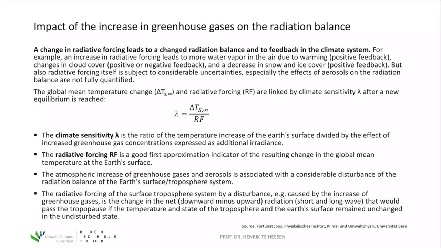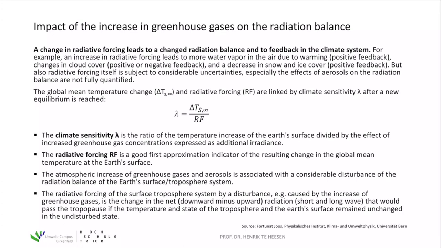As we've seen, we have these positive and negative rebound effects, which help us to understand the change of the concentration of greenhouse gases in the atmosphere. Of course, if we increase the greenhouse gases and the concentration of aerosols, this gives us a considerable disturbance of the radiation balance of the Earth's surface and, of course, the troposphere system.